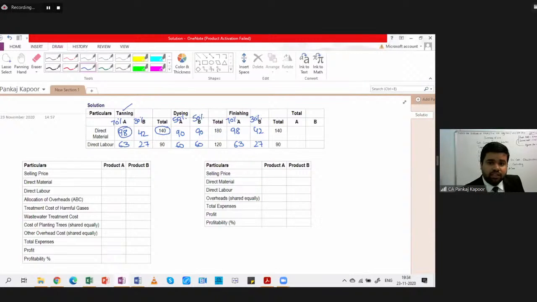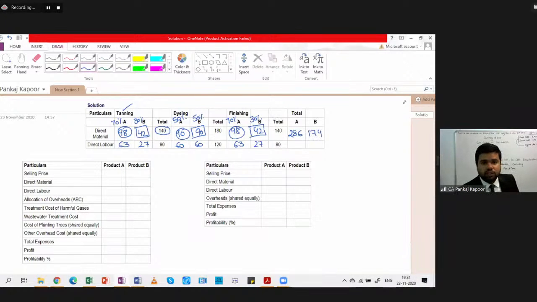I'm just circling the material cost. It is 286. Calculate the material cost of B. I'm putting it in the square. 42, 42 and 90. The total is 174.